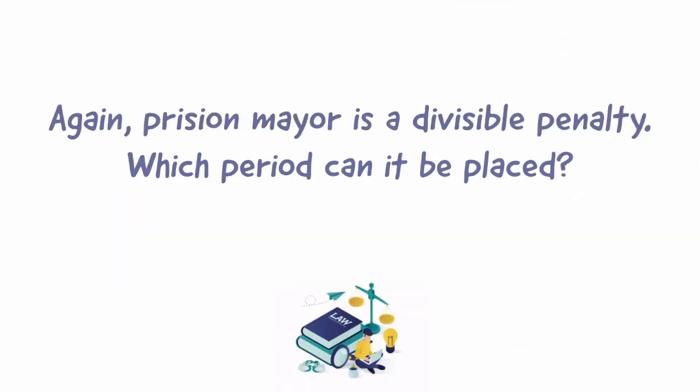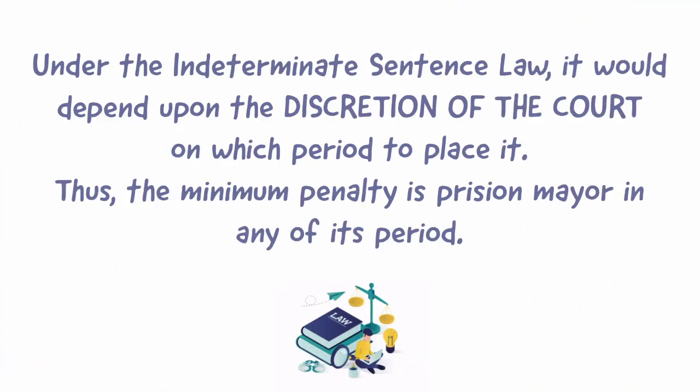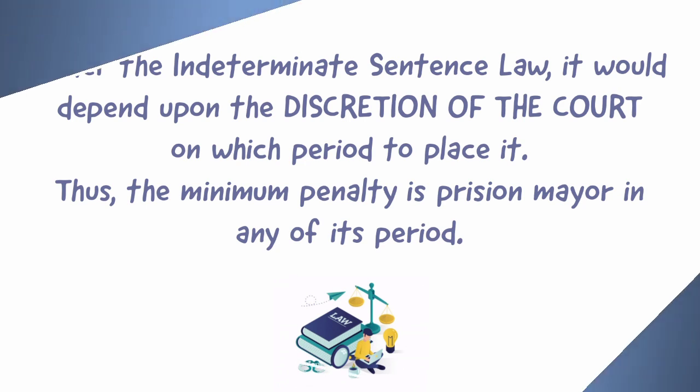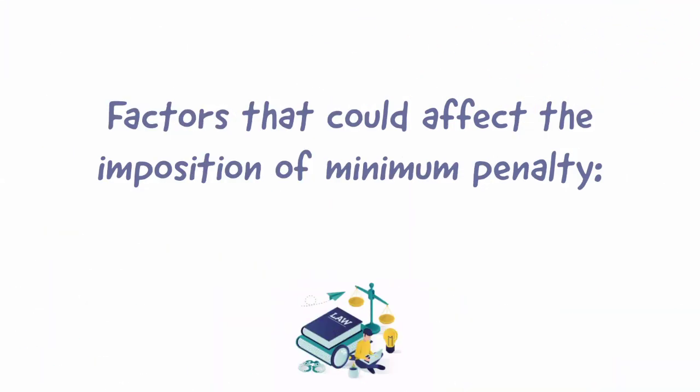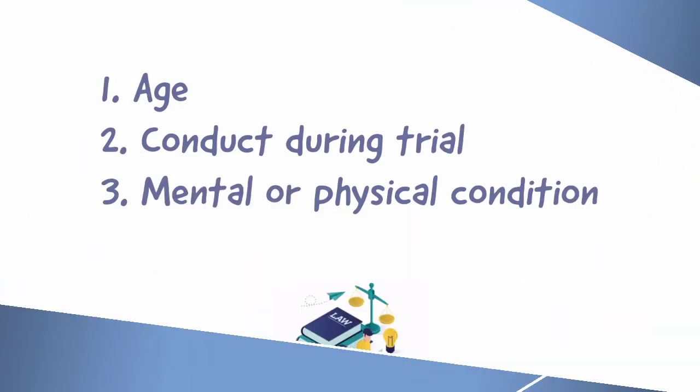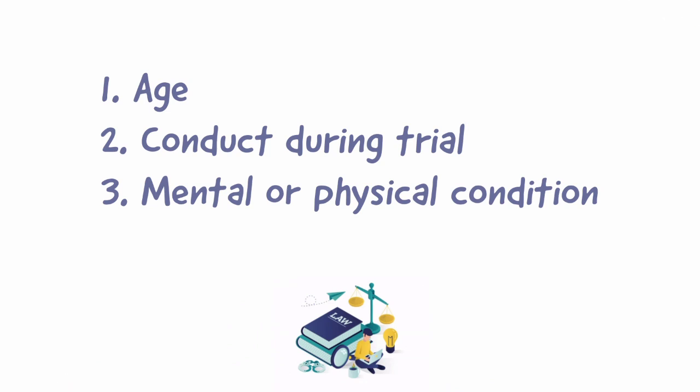Again, prison mayor is a divisible penalty. Which period can it be placed? Under the Indeterminate Sentence Law, it would depend upon the discretion of the court on which period to place it. Thus, the minimum penalty is prison mayor in any of its period. Factors that could affect the imposition of minimum penalty: 1. Age. 2. Conduct during trial. 3. Mental or physical condition.